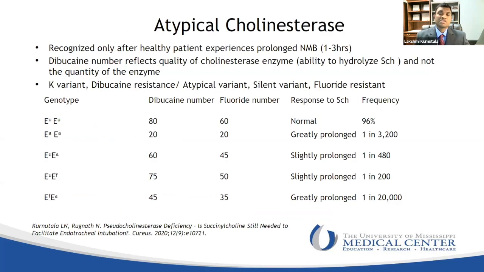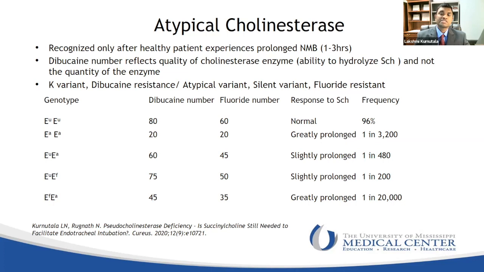Atypical cholinesterase deficiency is only recognized after a healthy patient experiences prolonged neuromuscular blockade, like 1 to 3 hours, after being given succinylcholine. And the Dibucaine number reflects the quality of the cholinesterase enzyme, that is, its ability to hydrolyze succinylcholine, and not the quantity of the enzyme.